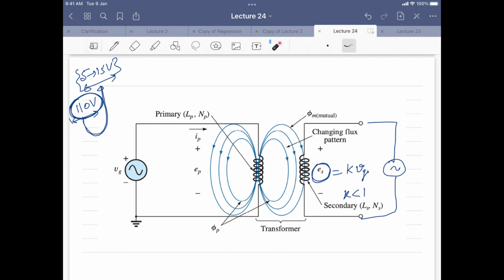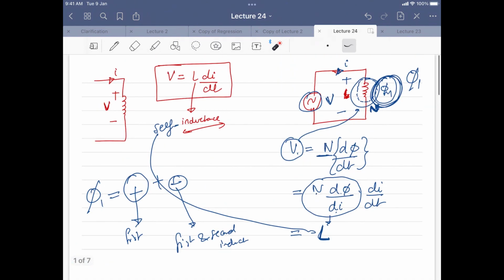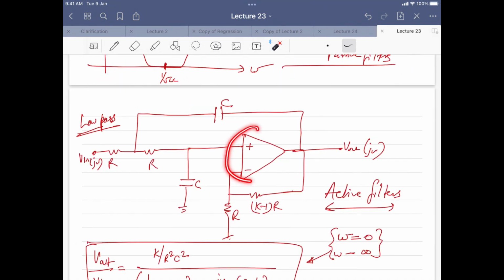Sir, why can't we use amplifiers here? See, these voltages which we are dealing with are very high voltages, right? So we cannot use amplifiers here because the electronic devices that we have here, like operational amplifiers, normally do not operate at this particular voltage.